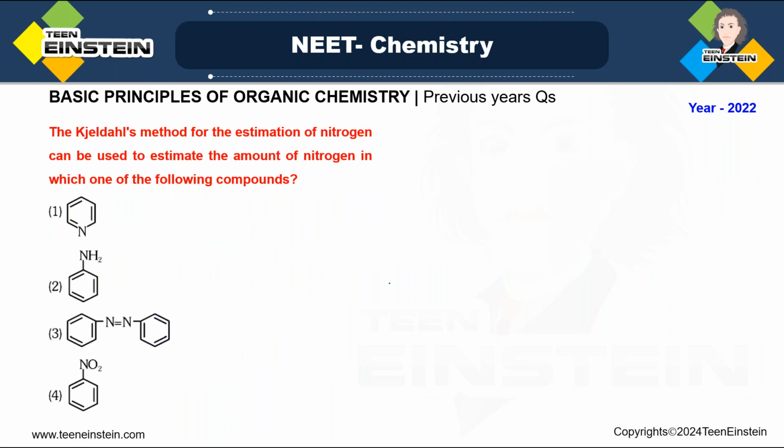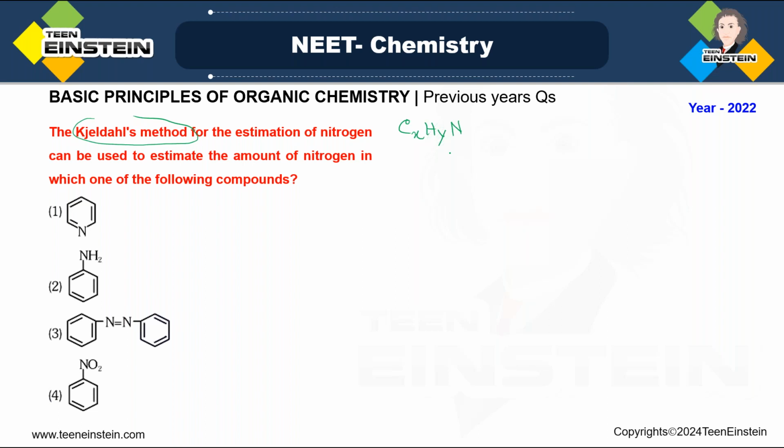The Kjeldahl method for the estimation of nitrogen can be used to estimate the amount of nitrogen in which of the following compounds. We use this method for estimation of nitrogen in organic compounds. Suppose we have an organic compound where the total number of carbon is X, total number of hydrogen is Y, and there is some nitrogen, suppose 1 nitrogen or 2 nitrogen. So how to know that nitrogen is present in the organic compound? We use this method. But you cannot apply this method to just any organic compound having nitrogen. There are some specific conditions that you have to follow.